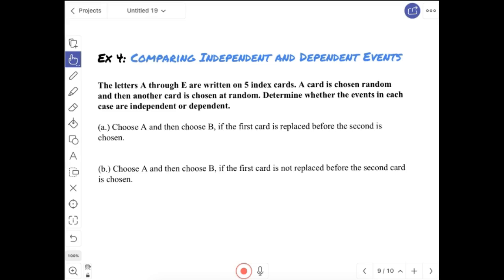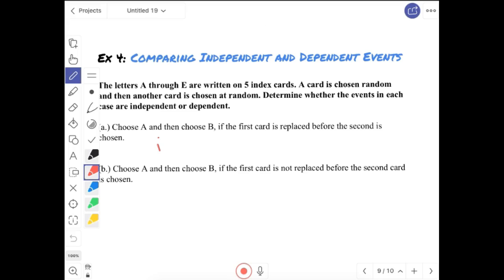So our first problem here, we have letters A through E written on index cards. A card is chosen at random, and then another card is chosen at random. Determine whether the events in each are independent or dependent. So the first thing we did was choose card A, and then we chose card B if the first card is replaced. Think of this: we pick card A, put it back, and then we choose card B. So we want to know if the probability of choosing card B is affected if we put card A back. And just think that after we put that back, we reshuffled them so that you wouldn't be able to tell where the card was.